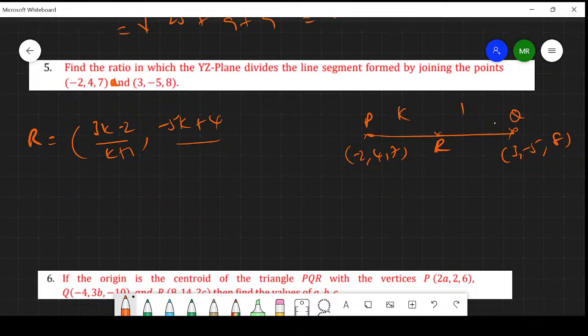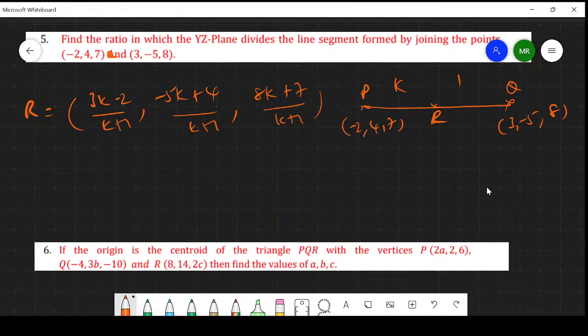k into y coordinate plus 1 into y coordinate by k plus 1. Next, k into z coordinate 8k plus 1 into z coordinate plus 7 by k plus 1. I got the point R. Since R lies in the yz plane, the x coordinate is 0.